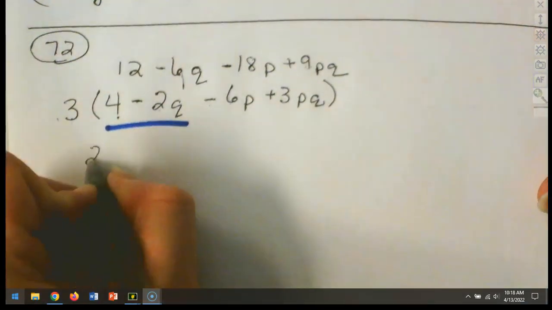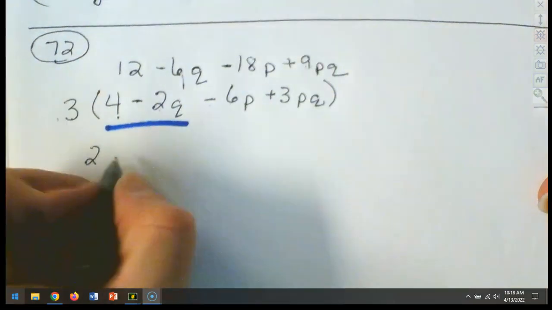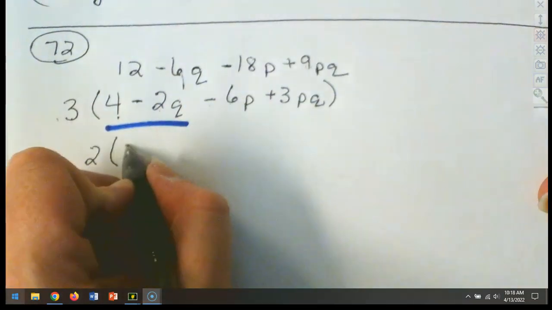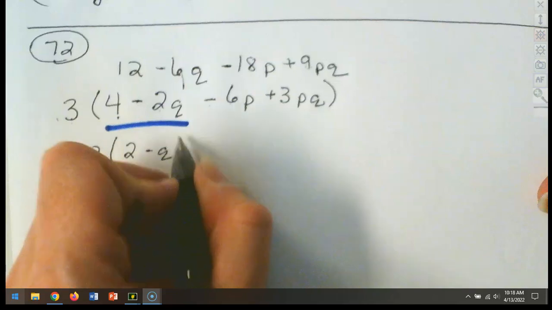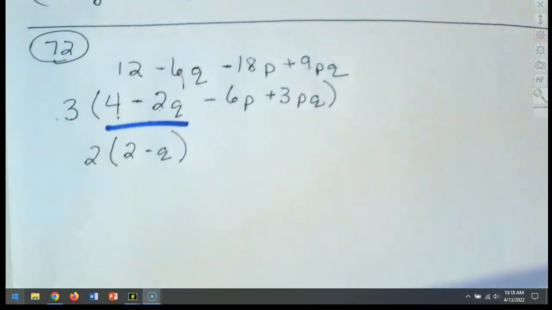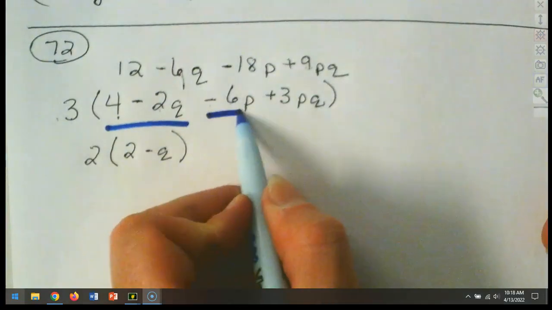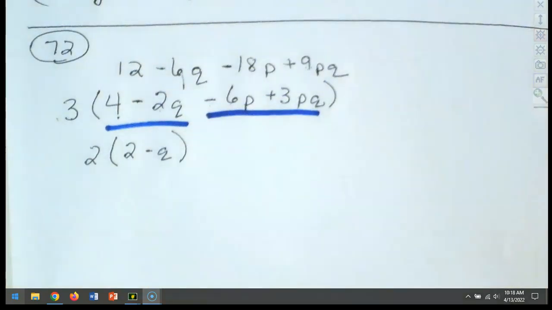So what can come out? Someone said it. We need a 2. And what's that going to leave me with? That's going to leave me with a 2 and a minus q. The next two pieces. Okay, what can we factor out of here?